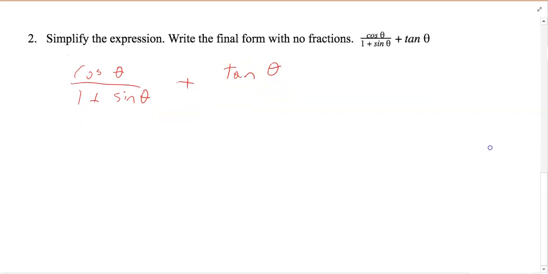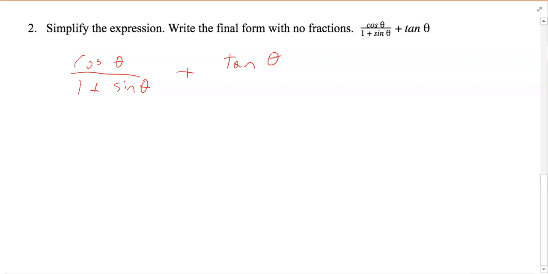Right. What we want to do is use what we know about identities first to simplify this expression a bit before we start applying the equivalent fractions ideas. So let's rewrite tan of theta as sine of theta over cosine of theta. So we end up with cosine of theta over 1 plus sine of theta plus tan theta, which is equal to sine theta over cosine theta. So that's our first step.